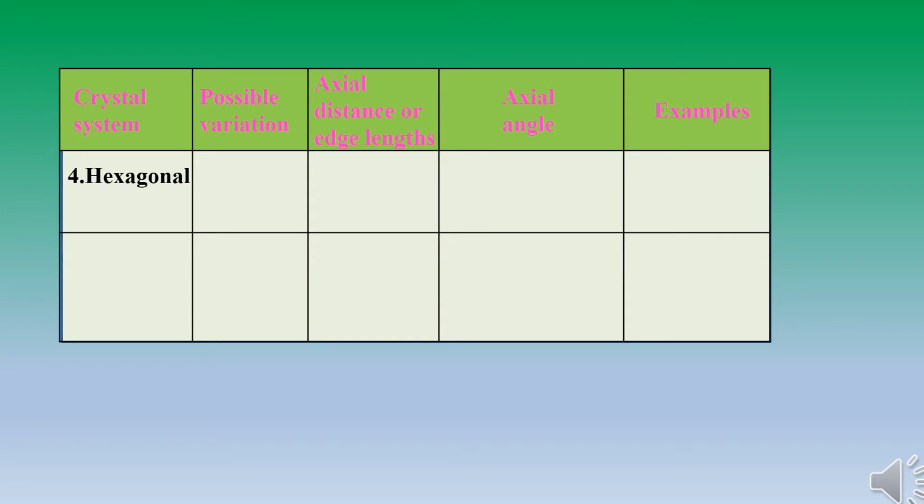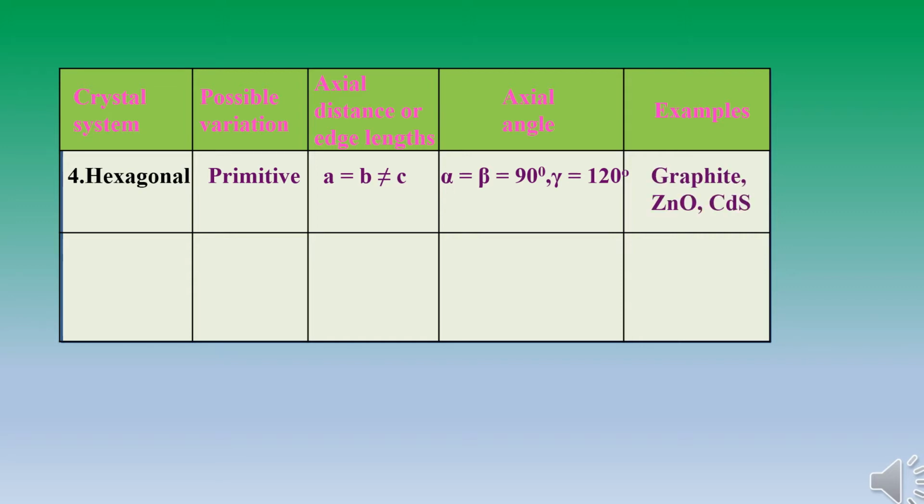Fourth type of crystal system, hexagonal. The possible variations are primitive. The axial distance is A is equals to B but B is not equals to C. The axial angles alpha is equals to beta is equals to 90 degree and gamma is equals to 120 degree. Examples are graphite, zinc oxide and CdS. These are the example for hexagonal crystal system.